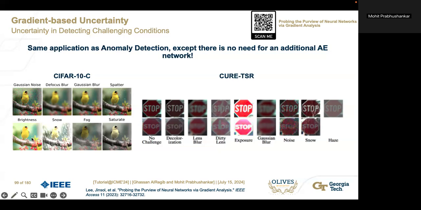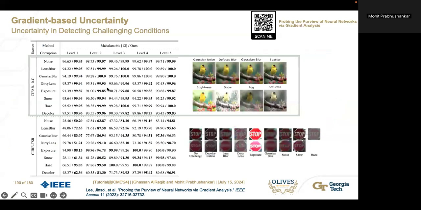If your goal is not recognition, but detecting that there is some kind of corruption, then basically this is uncertainty in detecting these challenging conditions, or in some cases we say it's detecting corruptions within your images. So we can see it either in CIFAR-10-C or CURE-TSR, and there are a lot of numbers here.